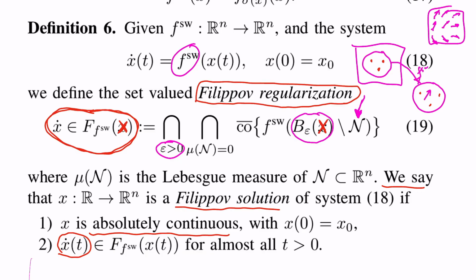Here is the thing that kind of got me confused when I first saw that. I was like, what is this? For almost all t, why do we need to have that qualifier? Here's the thing.